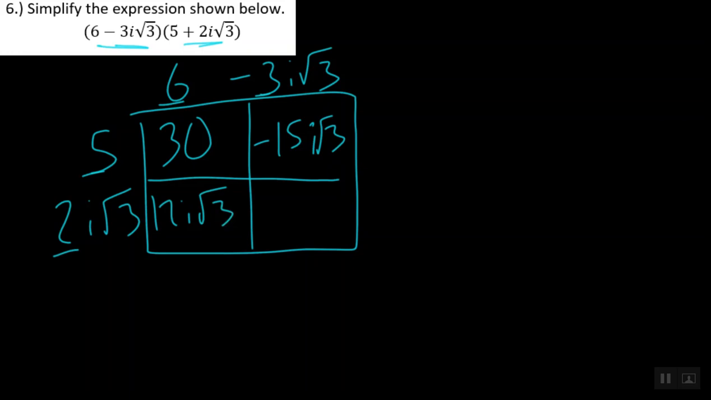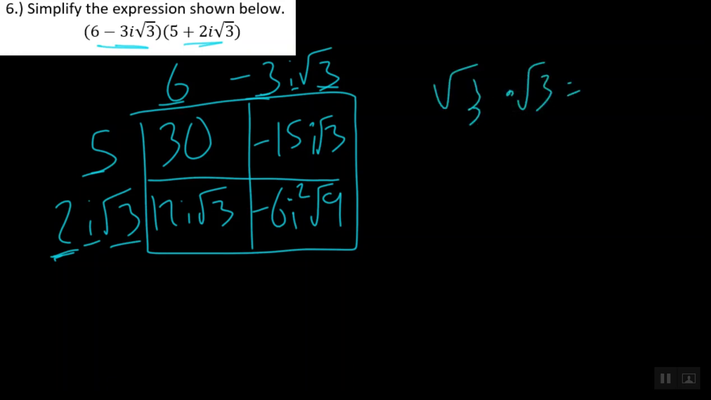And here's where it gets a little bit tricky. Let's take it piece by piece. 2 times negative 3 is negative 6. i times i is i squared. And the square root of 3 times the square root of 3 is the square root of 9. Remember, for the square root of 3 times the square root of 3, it's really like saying the square root of 3 times 3, which of course is the square root of 9.